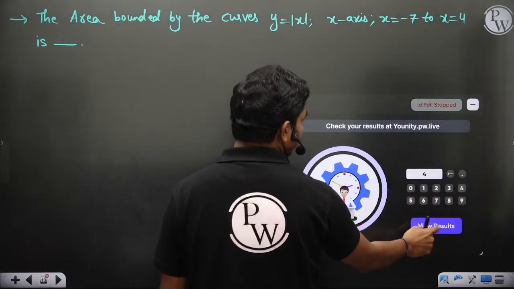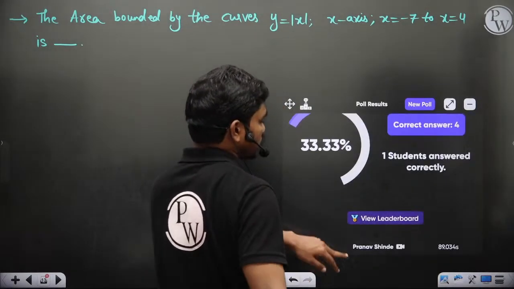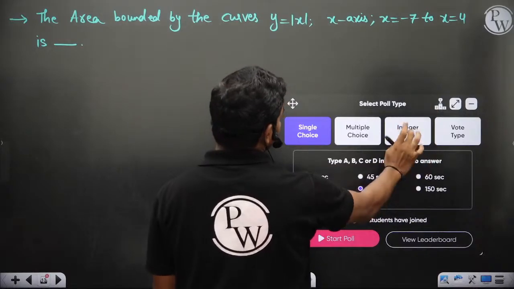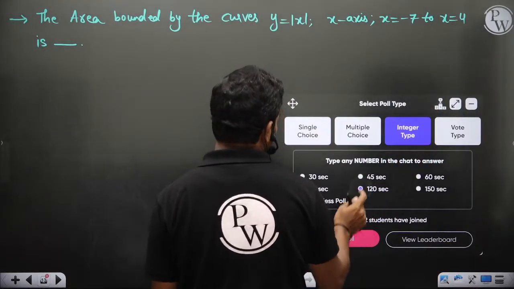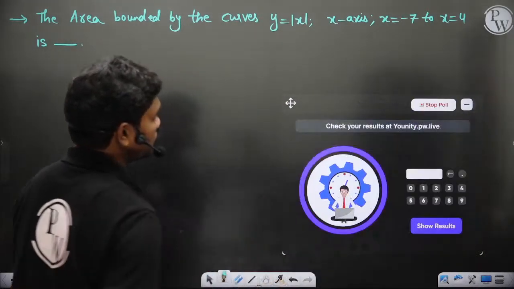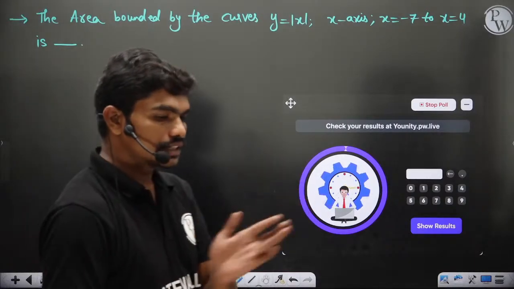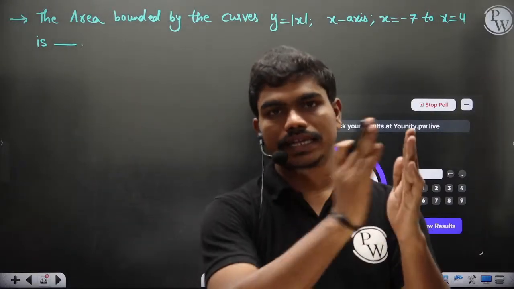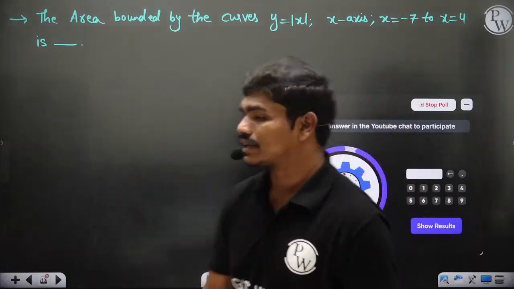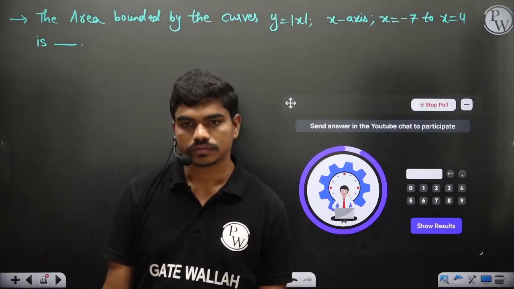So the answer is 4 again. I think Pranav has done it. Yeah, good. So integer type. So here also I'll give you again 120 seconds. Yeah, good enough. Solve this question. There's a mod x function and x-axis is bounding, and x equal to minus 7 to 4, of course. Do this question.